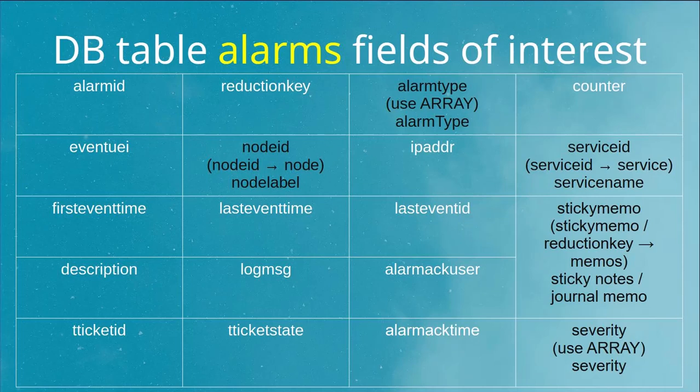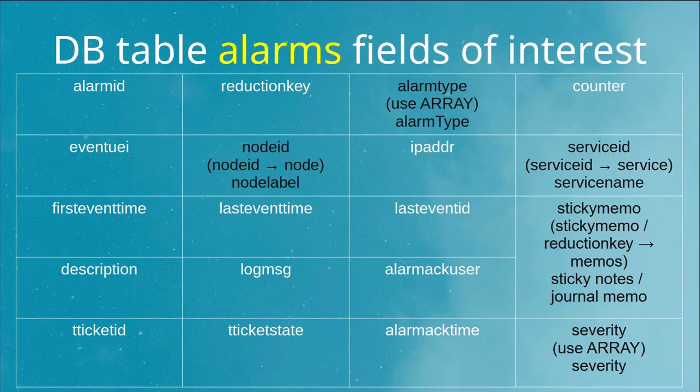The alarm type is kept as an integer, but the value represents a string, such as problem, resolving, or notification. To make the display more user-friendly, an array will be used to convert the integer to a string. The node ID will be used to extract the node label from the node table. The service ID will be used to extract the service name from the service table. Sticky memo will be used to extract the sticky memo from the memos table.